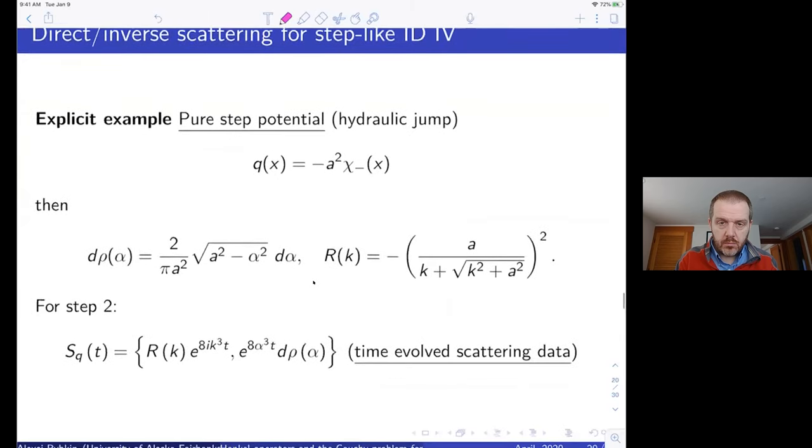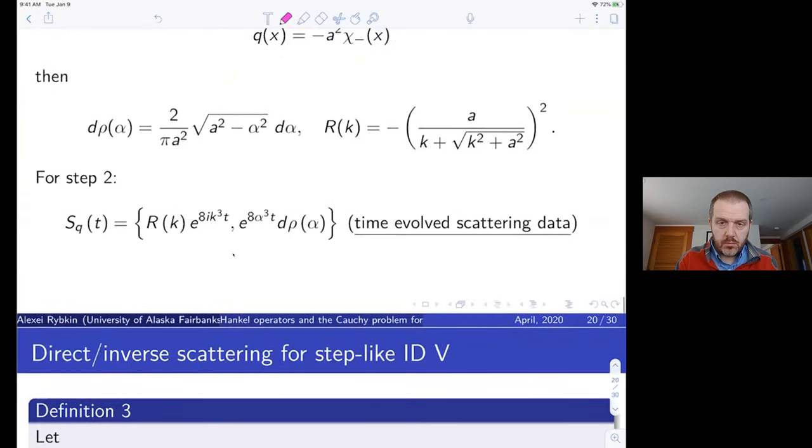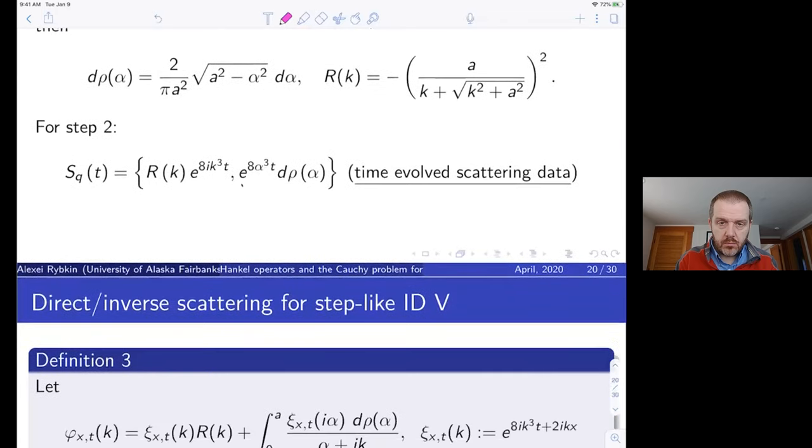A more realistic example, as far as I'm concerned, is the hydraulic jump, a pure hydraulic jump. The scattering problem can be solved explicitly, and the measure is absolutely continuous, and the reflection coefficient is also explicit. And here is the scattering data for step two in the inverse scattering transform, the time evolution of the scattering data. It has a simple time evolution. I do not actually have a direct proof of it, but it comes as a byproduct of the proof. So it's the same type of simple evolution.